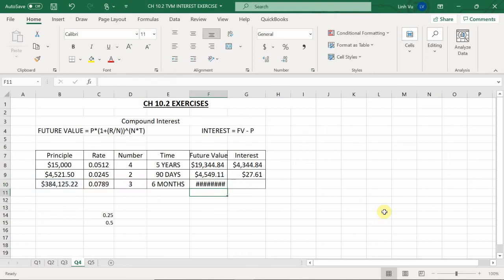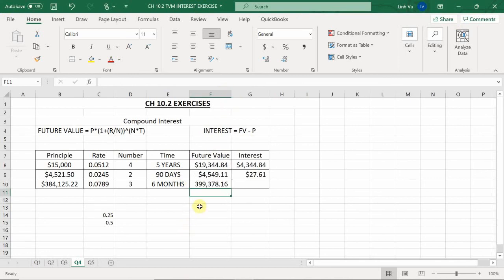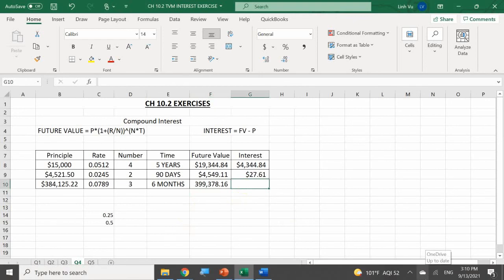391,677.45. So therefore, what is your total interest here?